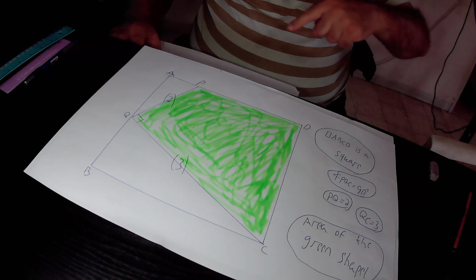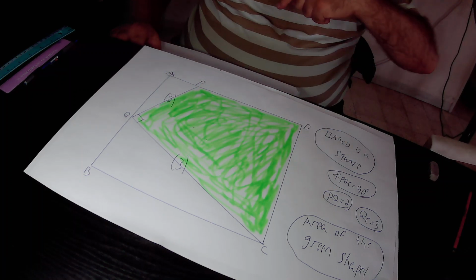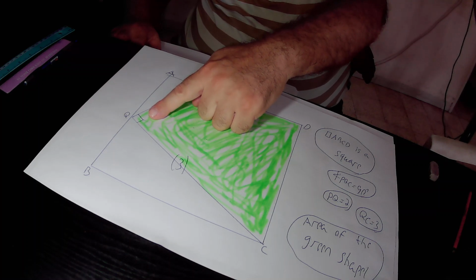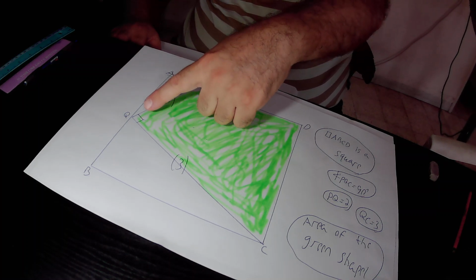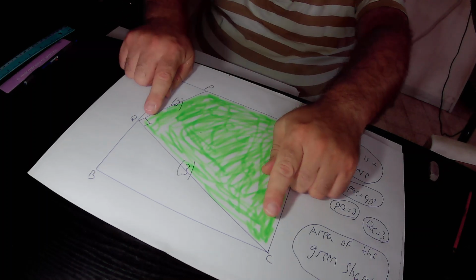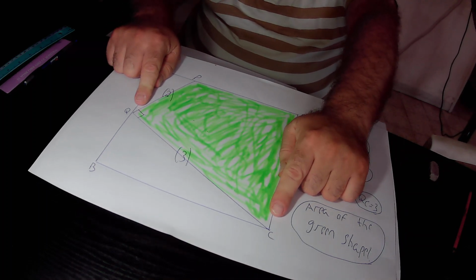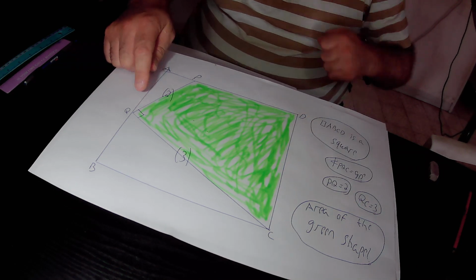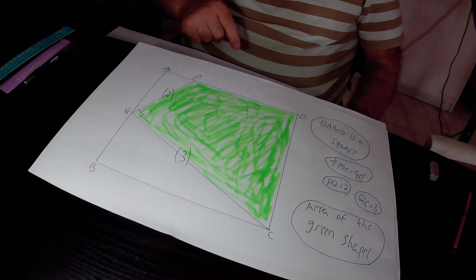In the drawing, we have square ABCD. We know that this is angle PQC, that is a right angle. This is line segment PQ, that is equal to 2 units in its length. This is line segment QC, that is equal to 3 units in its length. And our mission is to find out the area of this green shape.